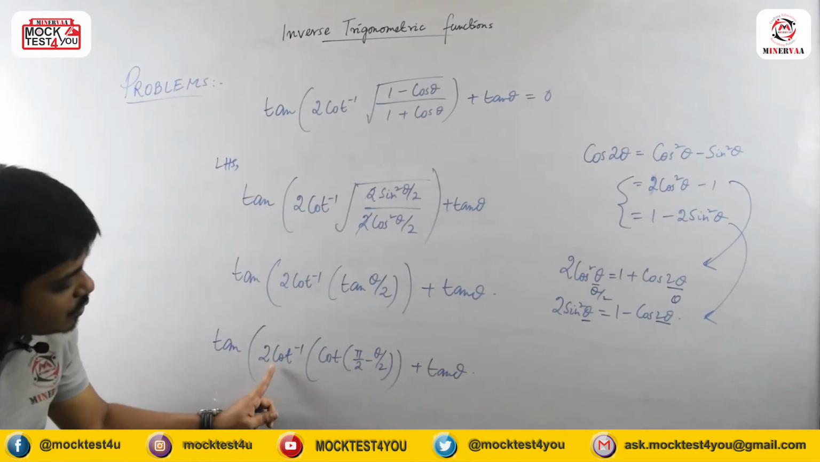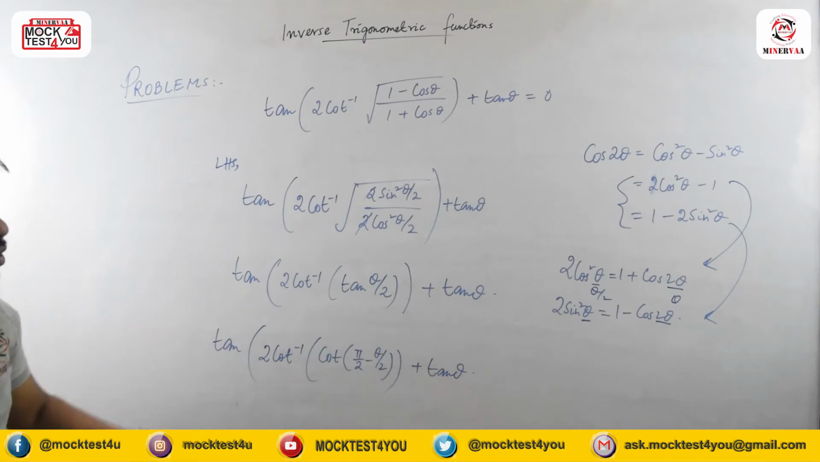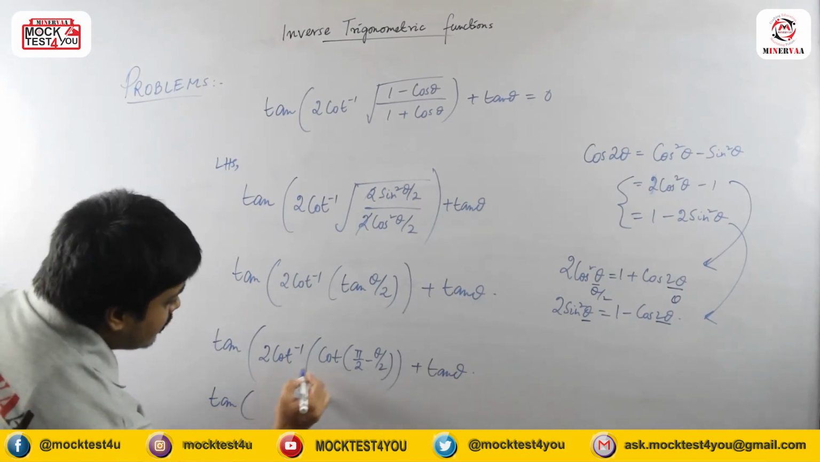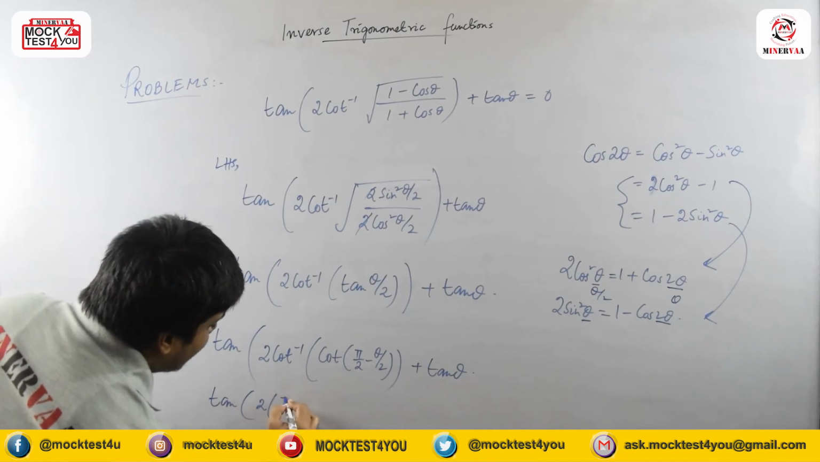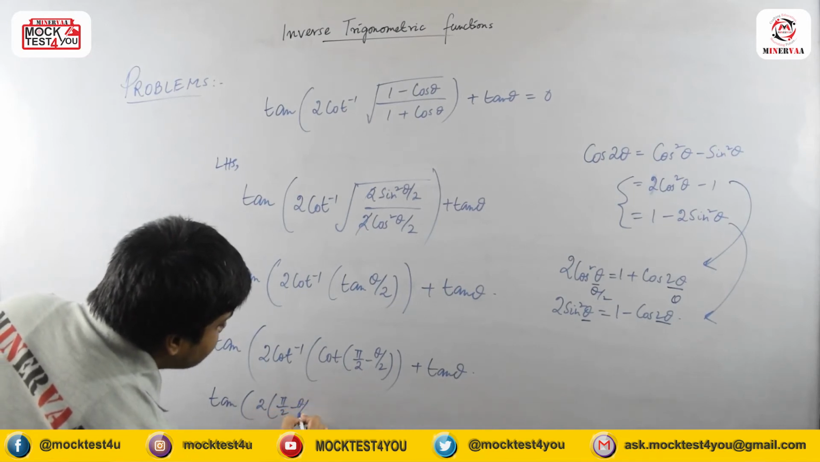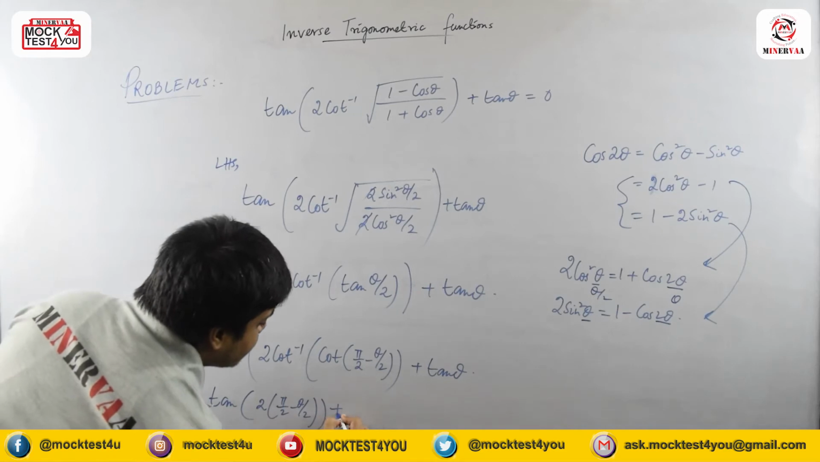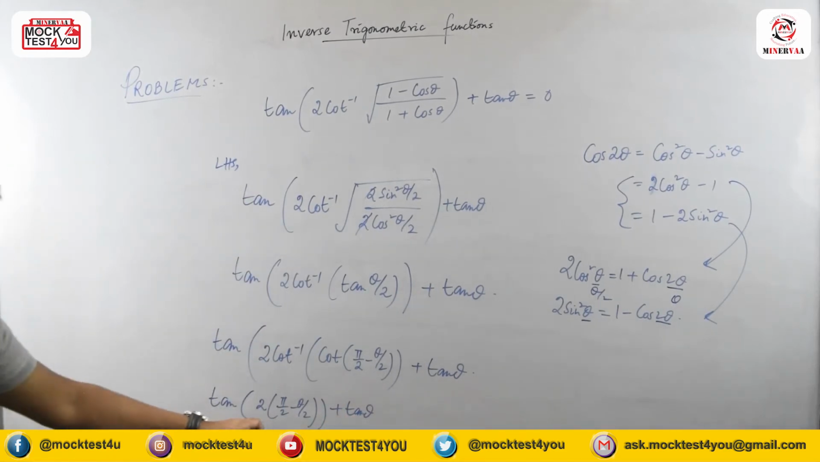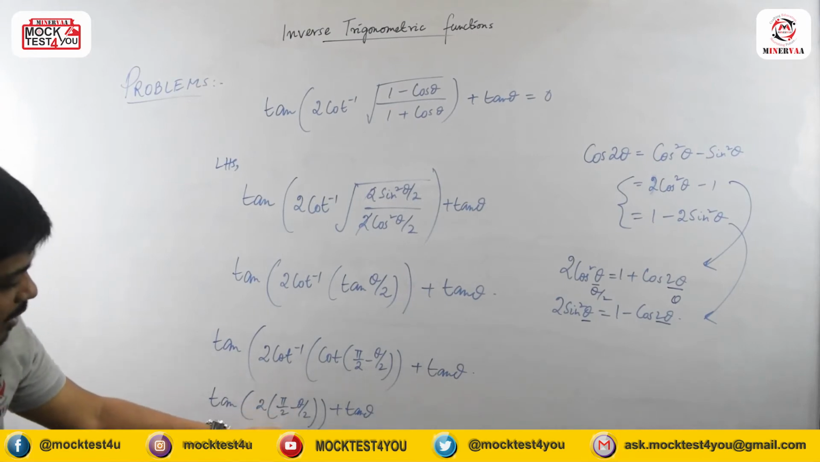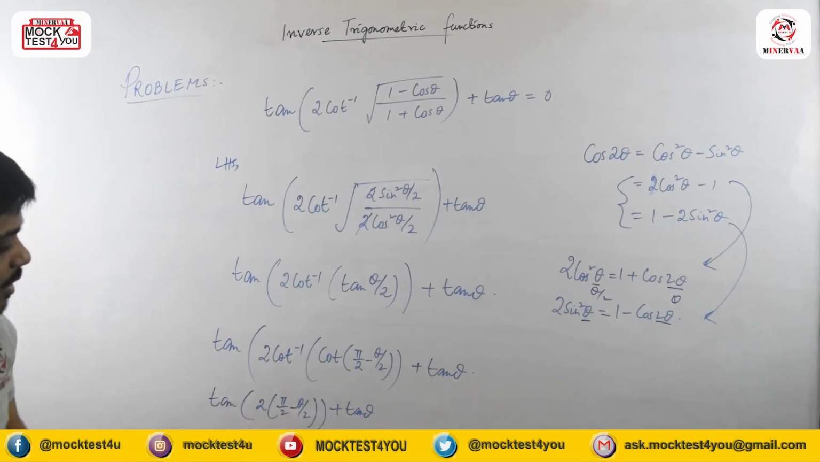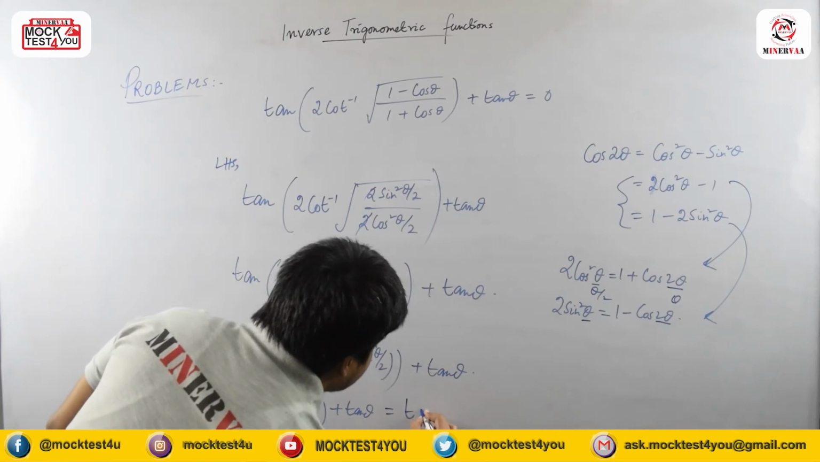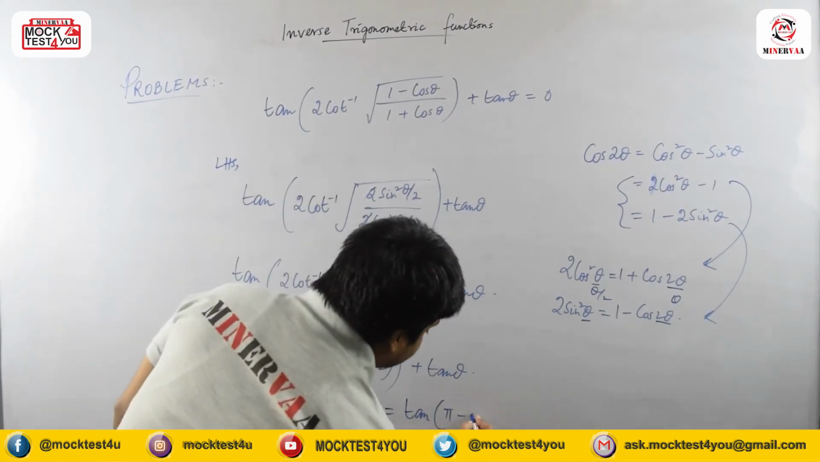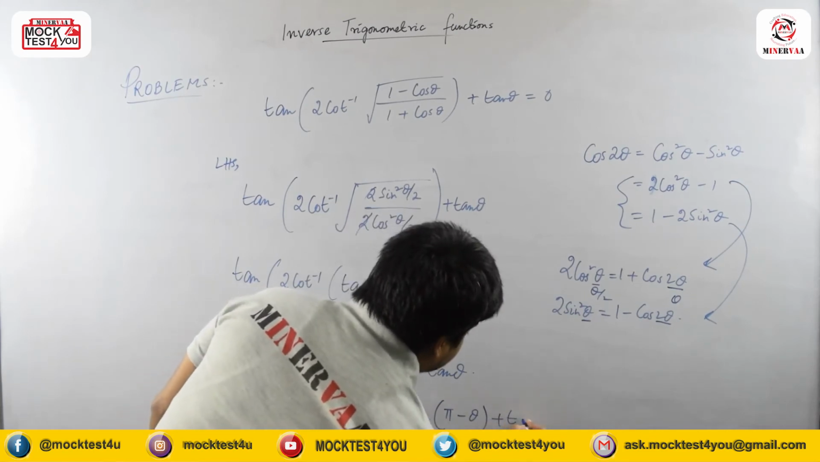Now you can have cot inverse and cot goes away. So what we get? So tan of 2 into pi by 2 minus theta by 2 plus tan theta. Now let us multiply in here. So 2 and 2, that becomes pi and this becomes theta. So this becomes actually tan of pi minus theta plus tan theta.